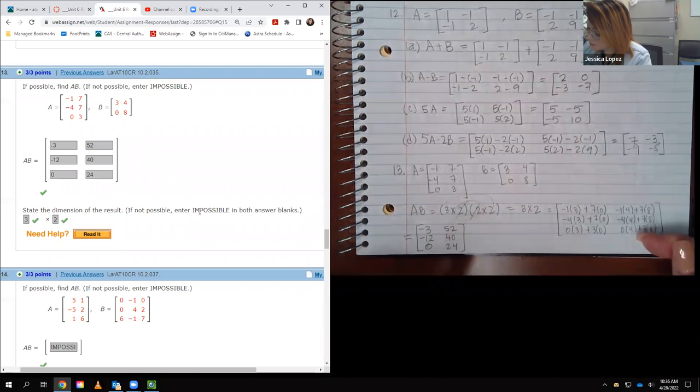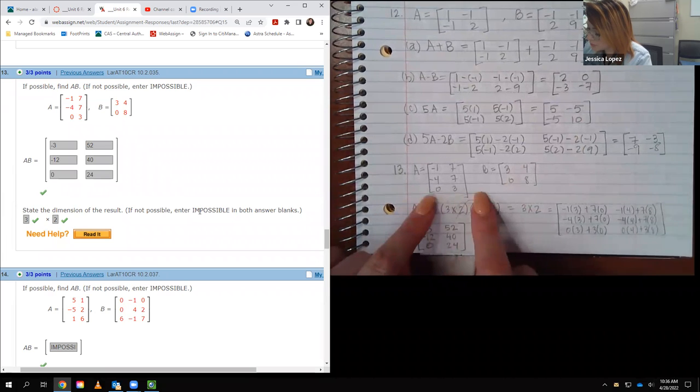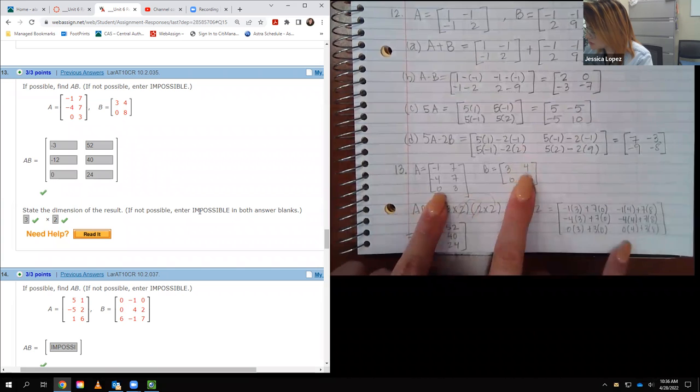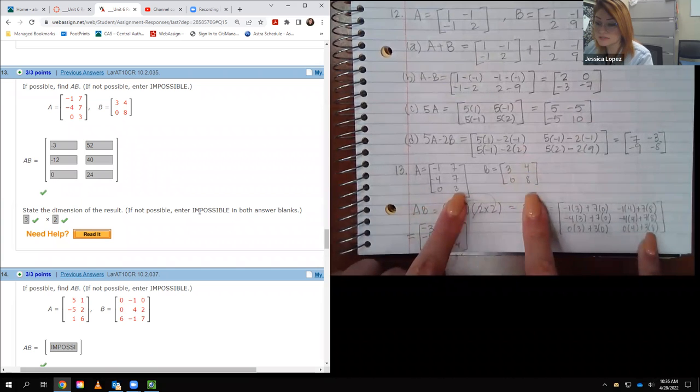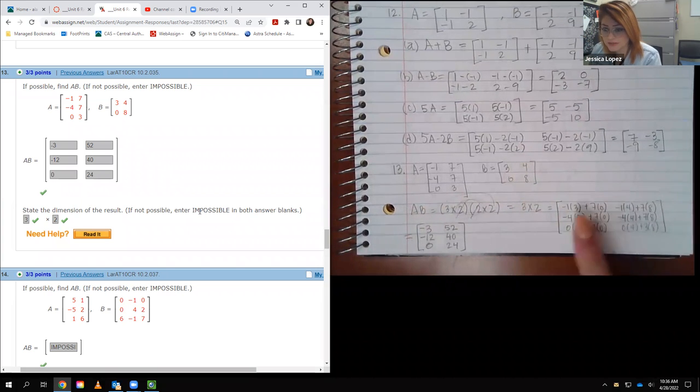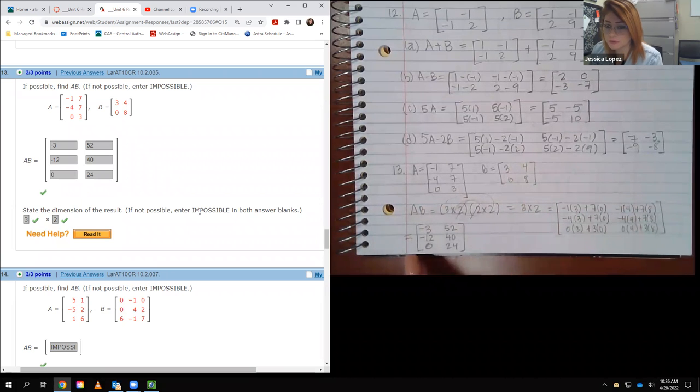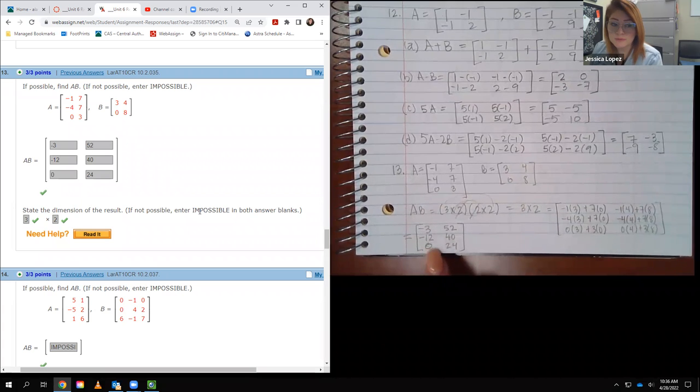Then to get the last entry, it's in the bottom row, but in the second column. So 0 times 4, and then 3 times 8. And so after finding these individual computations, we ended up with the values negative 3, 52, negative 12, 40, 0, and 24.